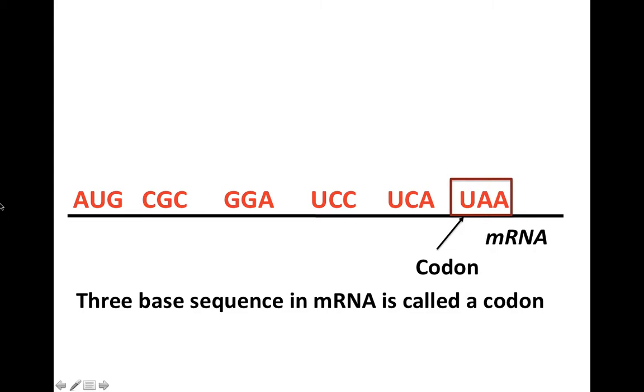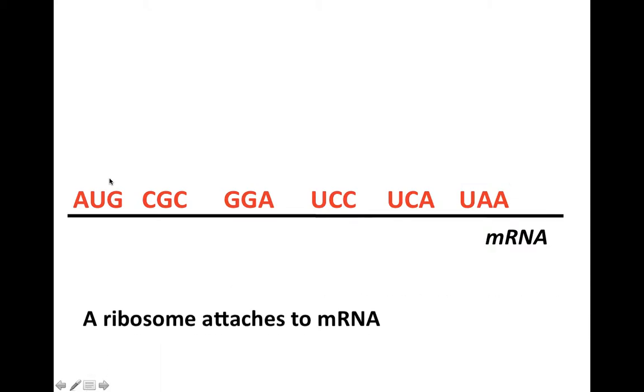If we're looking at this strand of messenger RNA, how many codons do you actually see? Here is one of them. How many total codons do you see? Shout it out. Hopefully you guys said 6. So here I have 1, 2, 3, 4, 5, 6. So I have 6 codons. All right, let's start rolling.